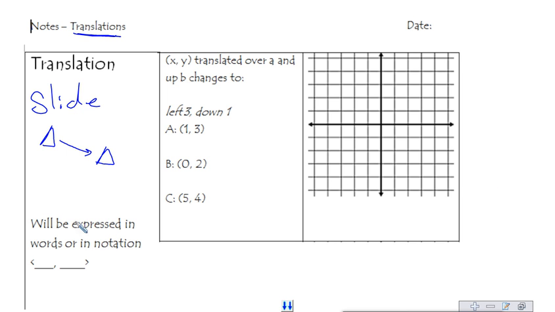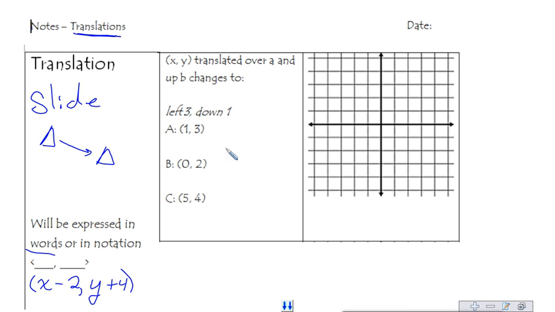Okay, so you're going to see the directions on how to translate it, either in words, like you see here, or you'll have a little notation where it'll just give you the numbers, and you'll see that in the second example. You also can see something where they say x minus 2, comma y plus 4. So then you'll be taking your x values and subtracting 2 from them. You'll take your y values and you'll add 4 to them.